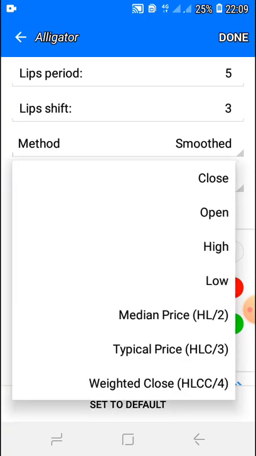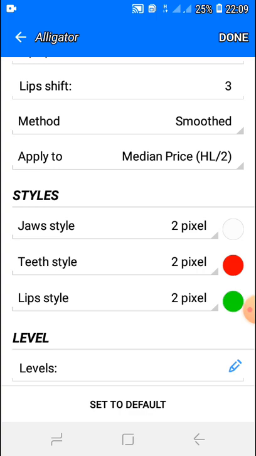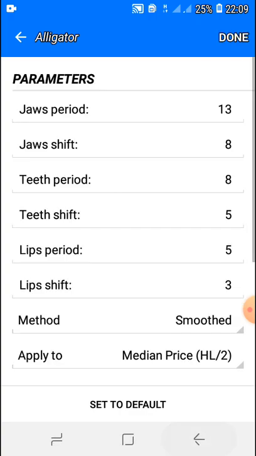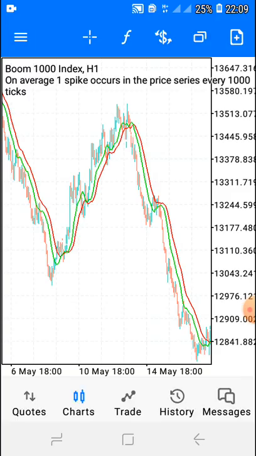Okay, so you guys can see we have different options available, but you are going to stick with the median price, high low over 2. Okay, now when it comes to styles, the jaw style should be 2 pixel white. Okay, please make this white. This is going to be red and this is going to be green. Once you're done with that, you're going to click on done.